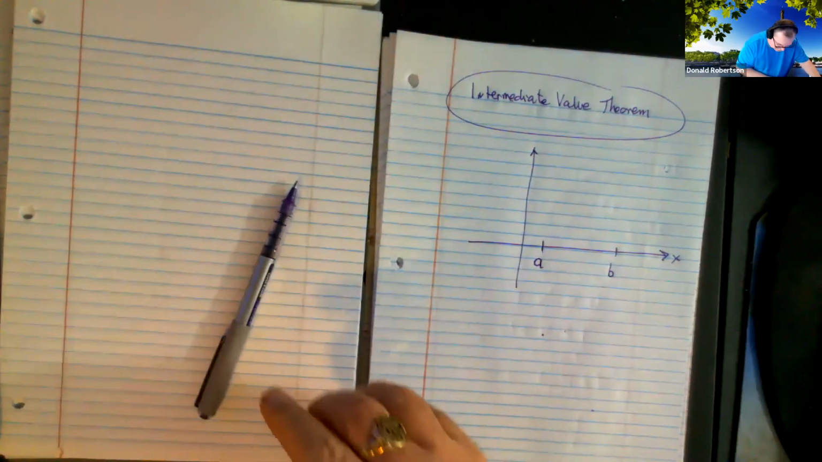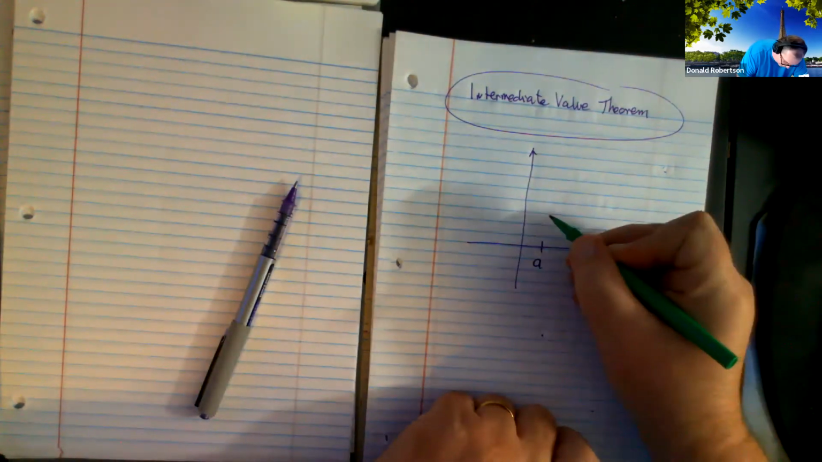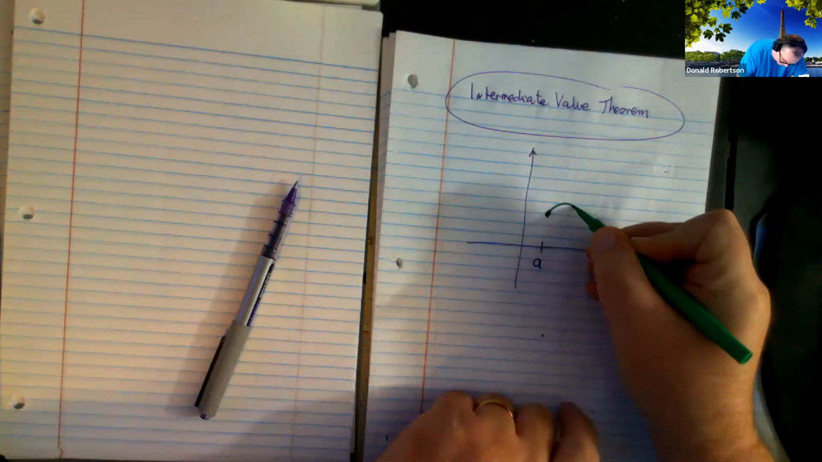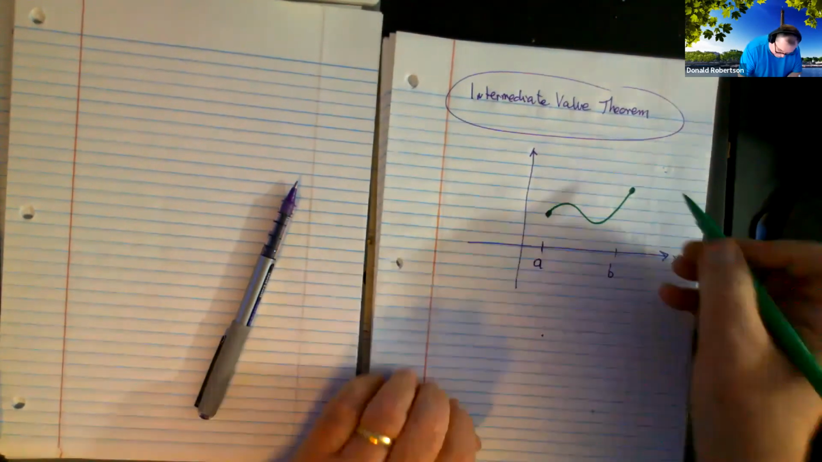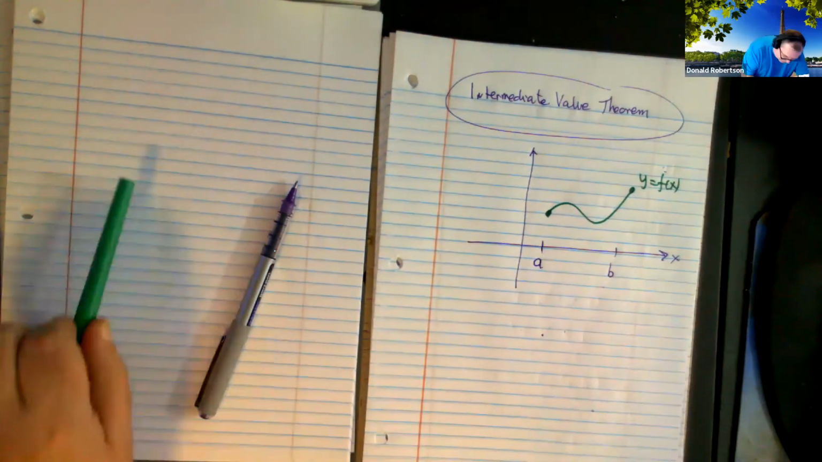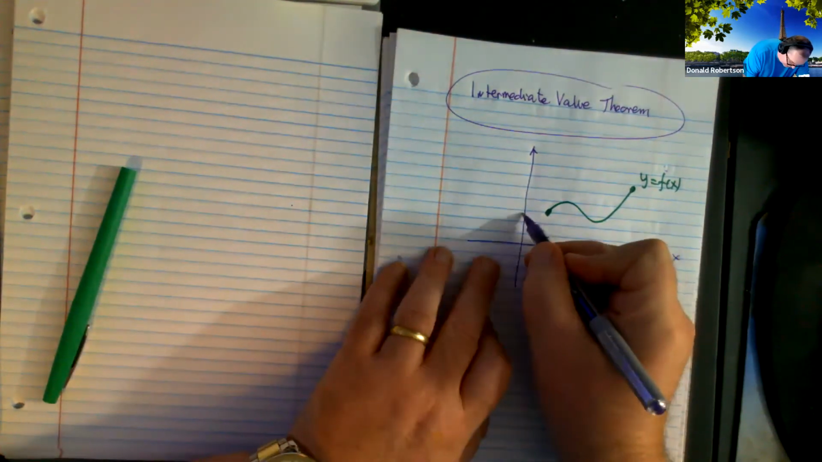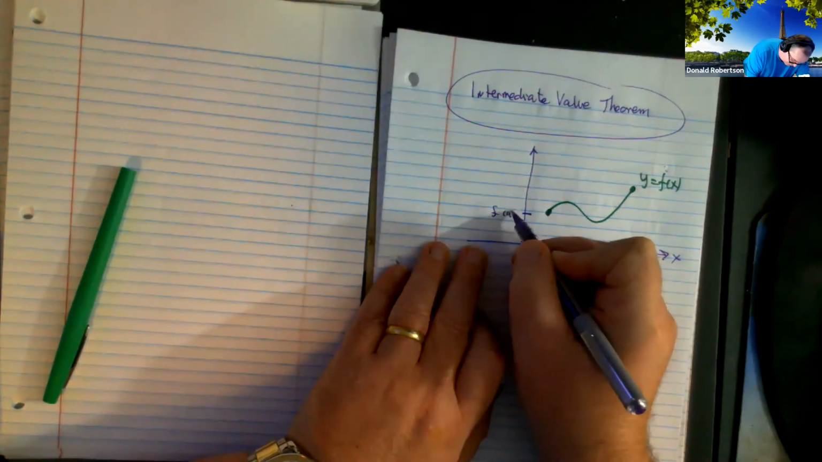Suppose you start at x equals a and you finish at x equals b, and you have a continuous function. At least from a to b, it's continuous. So it goes like this, it goes up, and it finishes like that, right? That would be your continuous function. And you have a guy here who's f of a and a guy at the end who's f of b.